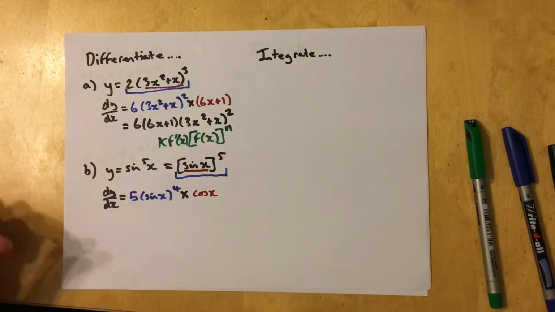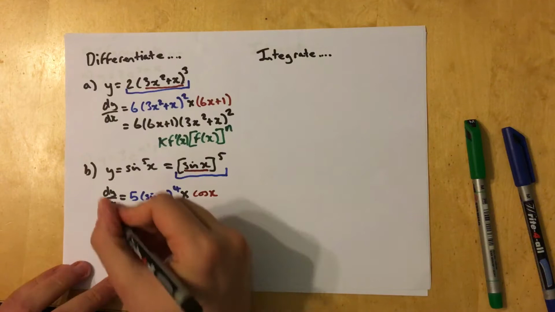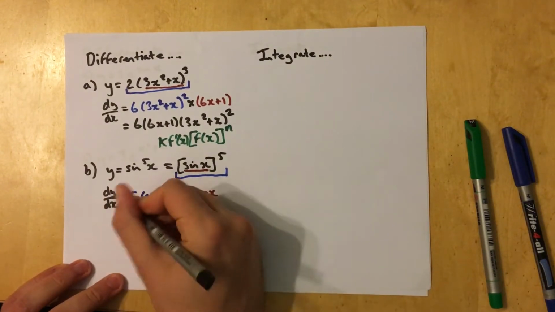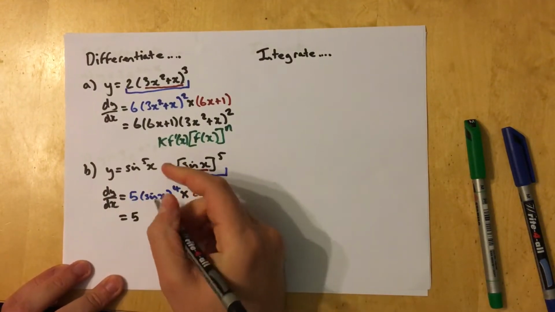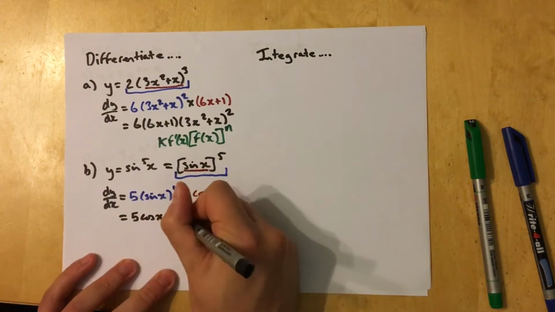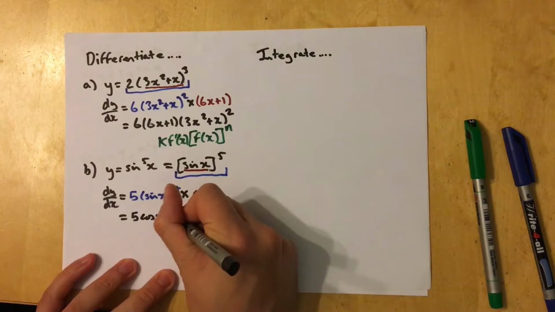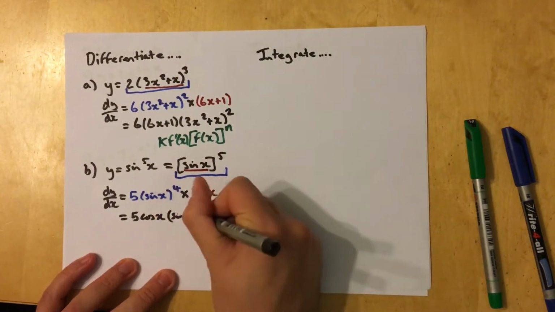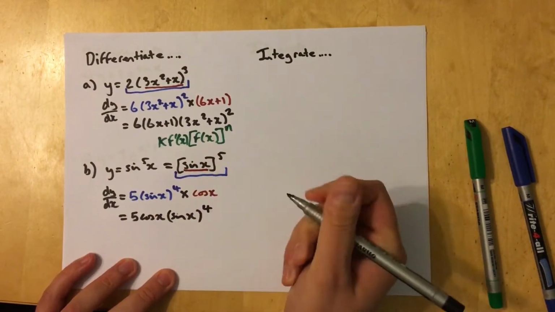So again, we can just tidy that up a little bit. And when we tidy that up, we're going to get 5 cos x, and then we're going to have sine x to the power of 4.